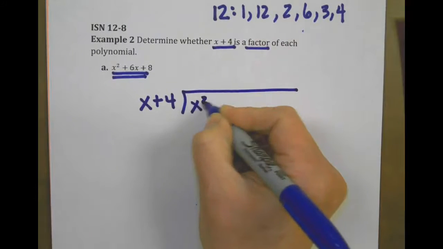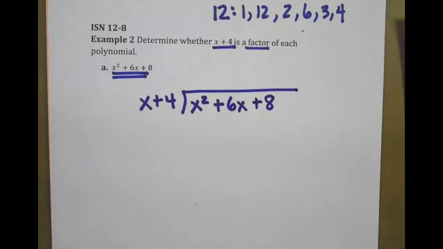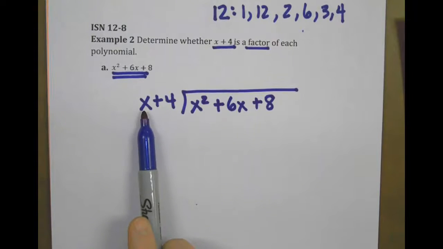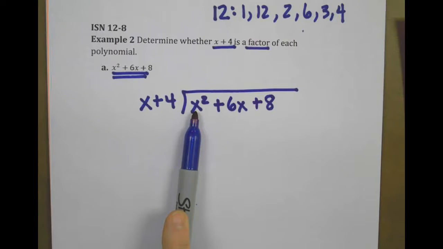On my paper, I've spread my examples out where they're pretty big. You need to write small on your notes or you won't be able to fit your problem on your paper. Just like whole number division, I look at this first number. What am I going to have to multiply this by so that it will equal x squared?